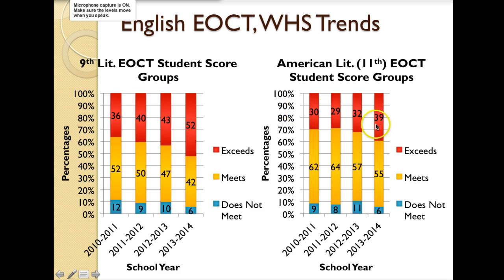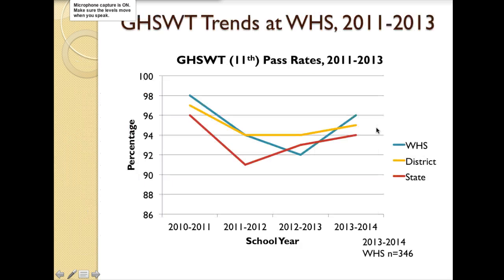Very similar story over here with American Lit, except for this strange kind of 2012-2013 school year. Our does not meets is decreasing, whereas our exceeds is increasing here. When we look at our Georgia High School writing test, you also see that we kind of bottomed out in that 2012-2013 school year. We were following this downward trend of the district and the state, but like the district and the state, we rebounded in 2013 and 2014, and we had a more significant gain than they did, went above the district and state average last year for our Georgia High School writing test.